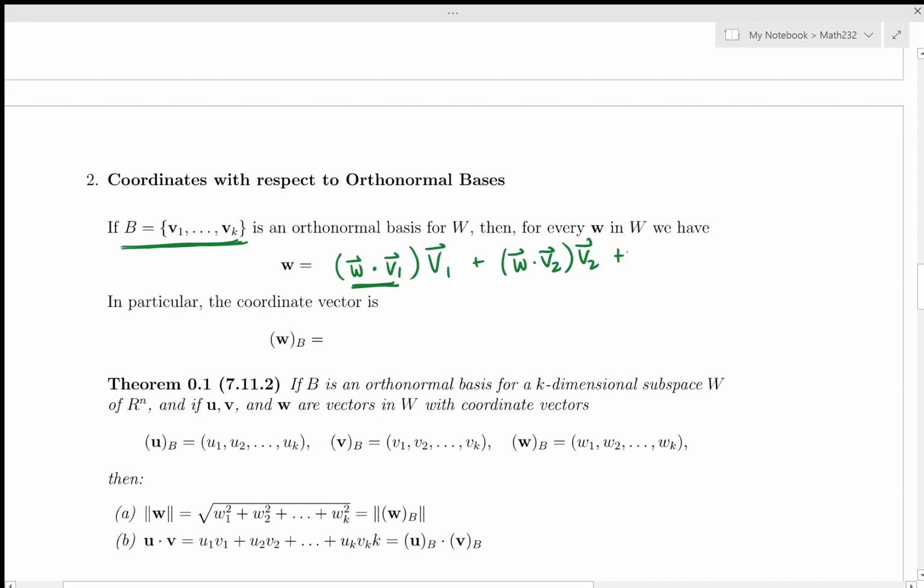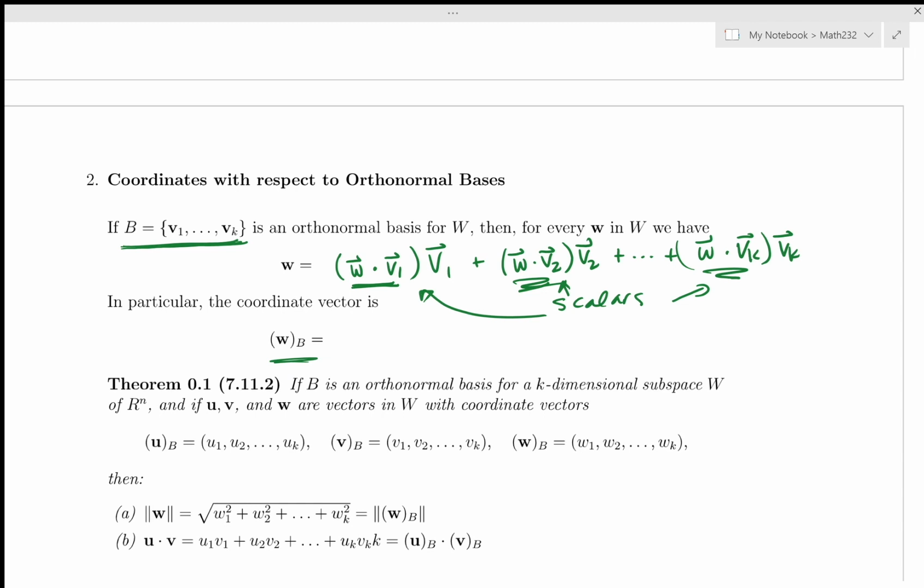Okay, so those are all the dot products going across there like that. W dot BK times BK. All these guys here are scalars. Those are the amount of each of the orthonormal basis vectors that you need. I've written it out like this in longhand, but in order to write it in this notation, where we say the coordinate vector for W with respect to B, the basis, the actual scalars are what I put in here. That is scalar 1, next scalar like that.